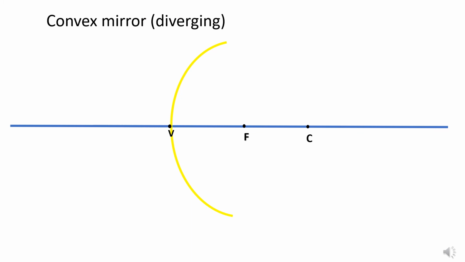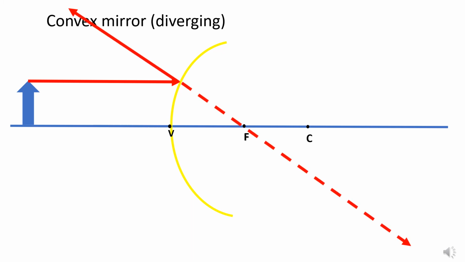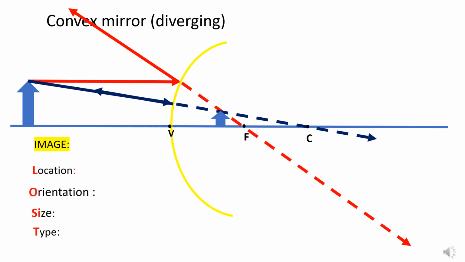Let us now try to locate the image if the object is in front of a convex mirror. From the top of the object, draw the incident ray that is parallel to the principal axis. And after reflection, it appears to be coming from the principal focus. And for the second ray, let's use rule number 3, which is a ray that is traveling towards the center of curvature will just reflect back along the same path. As you can see, reflected rays meet behind the convex mirror. Thus, the image is formed behind the mirror.